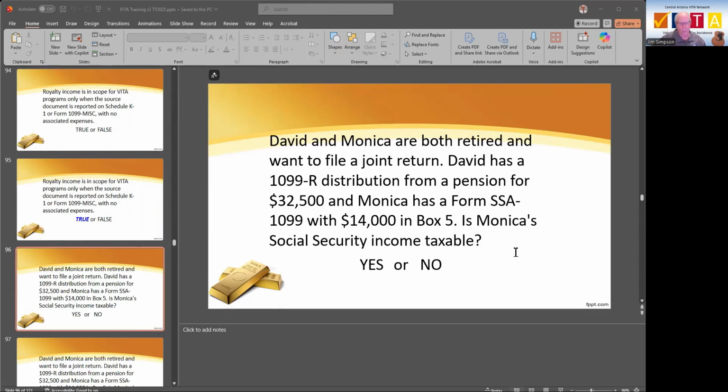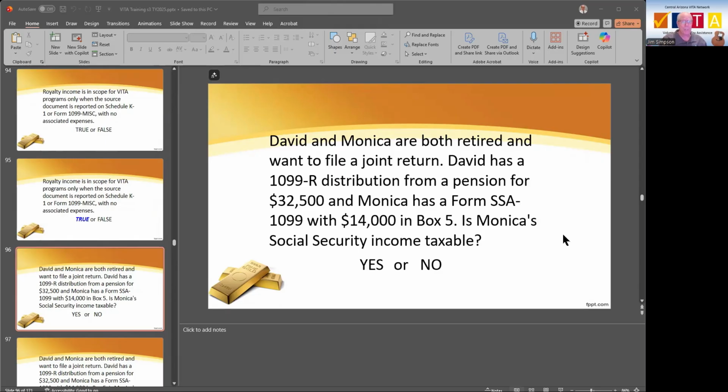Here's another one. I won't stop you to go look back at that, but this is kind of a review. It says David and Monica are both retired and want to file a joint return. David has a 1099-R distribution from a pension for $32,500, and Monica has a form SSA-1099 with $14,000 in box 5. Is Monica's Social Security income taxable? Now, I could make you stop and go back in your 4012 and look at the income limits where it makes Social Security income taxable. Usually you don't need to worry about this. If you're inputting it into TaxSlayer, it's calculating it for you.